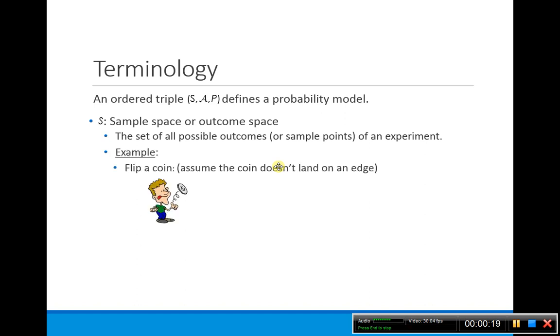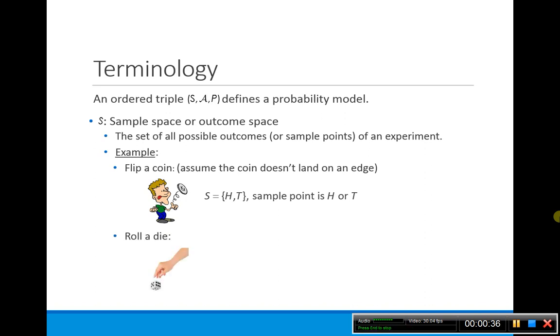For example, if you flip a coin, assuming that it doesn't land on the edge, then your sample space is going to be {H, T}, where H stands for heads and T stands for tails. The whole sample space is {H, T}, but the sample point is just the single heads or tails.